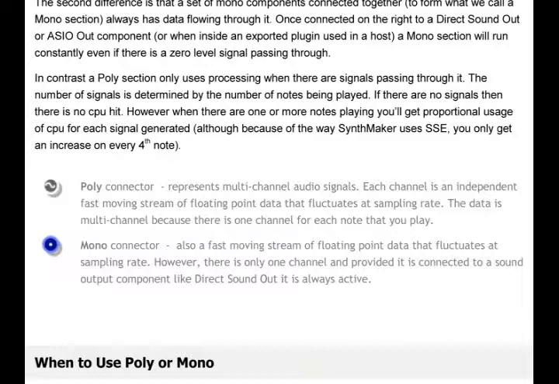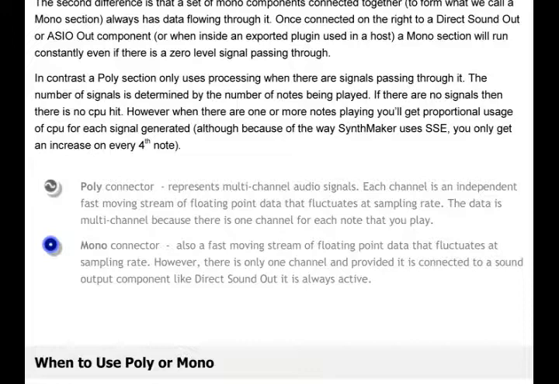The second difference is that a set of mono components connected together to form what we call a mono section always has data flowing through it. Once connected on the right to a direct sound out or ASIO out component, or when inside an exported plugin used in the host, a mono section will run constantly even if there is a zero-level signal passing through.